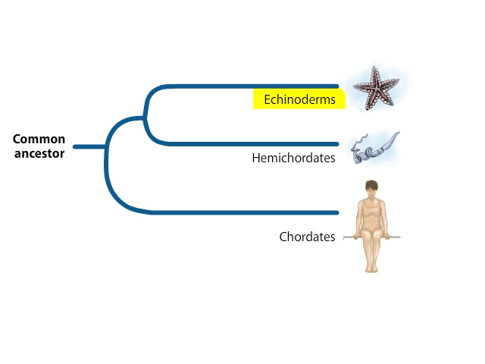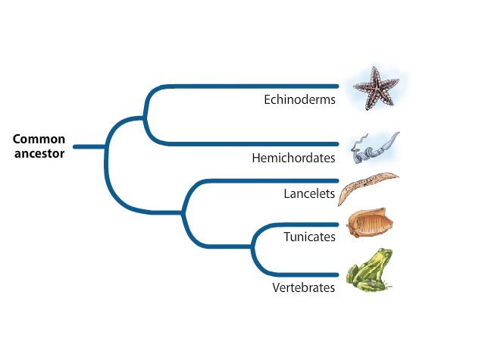These are the echinoderms, which are the sea stars, sea urchins, and their relatives, hemichordates, which are acorn worms and terebranchs, and chordates. The chordates include lancelets, sea squirts and other tunicates, and vertebrates.